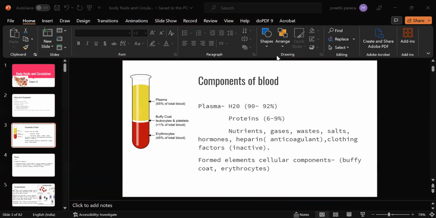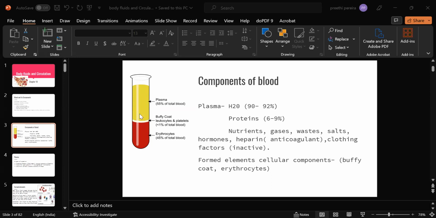Okay. Next, let's study the components of the blood. If you take your blood and put it in the centrifuge, and centrifugate it, you can see that blood is divided into 3 parts. Okay, actually I can say 2 parts. No, I'll say 3 parts. They are divided into 3 parts.